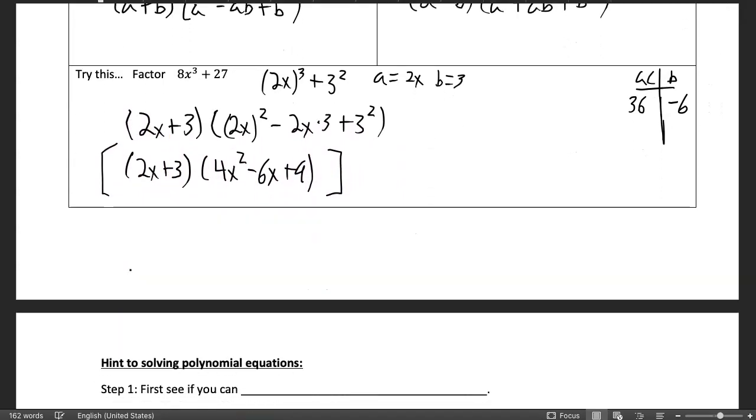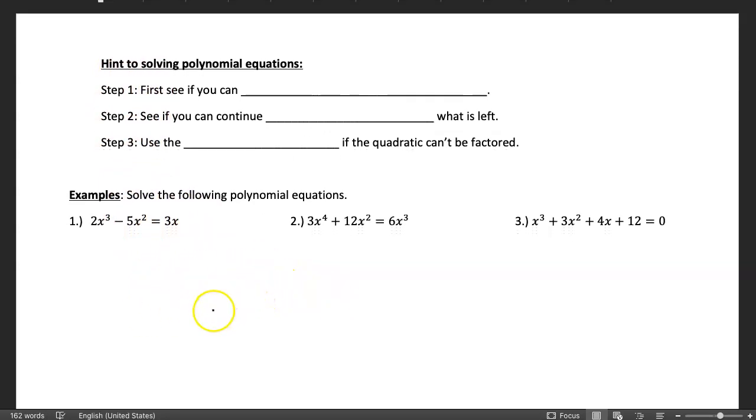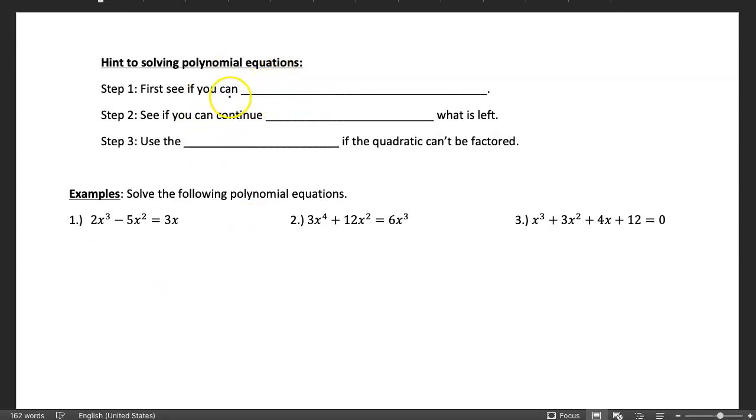Alright, let's go ahead and do a couple of practice problems. Here we have some hints to help you with how you should do this. I'll do a couple of practice problems, and then you'll go ahead and do a couple of practice problems. So step 1, anytime you're solving a polynomial, is see if you can factor out a greatest common factor. If you can pull anything out, it'll make your life simpler. The next step is to see if you can continue to factor what is left. And if you can't, you're going to use the quadratic formula.